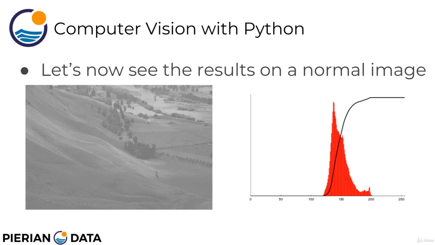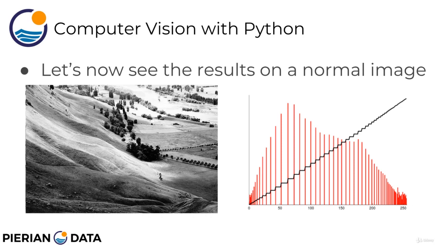Let's see now the results on a normal image. Here we have a left-hand side image of just some hills with some trees on them, and then we have the actual histogram. The red represents the histogram for those grayscale values, and the black line represents the cumulative histogram. Essentially what that does is it keeps adding things up as you go towards the max possible value. If you apply histogram equalization, the cumulative then becomes kind of a linear step function, and we get much higher contrast in the actual image.